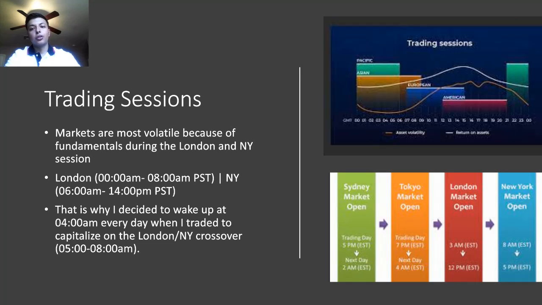So another thing I want to talk about is trading sessions. And this is basically when markets are the most volatile because of fundamentals during the London and NY session. So London, here in California, is from midnight through 8 a.m. And the New York session is from 6 a.m. to 2 p.m. That's why I decided to wake up at 4 a.m. every day when I traded to capitalize on the London and New York crossover, which is around 5 to 8 a.m. And on the right, you can see that the European and American, aka the London and the NY session, overlap, the blue and the red. And on the bottom, you can see the times of each of the biggest sessions.